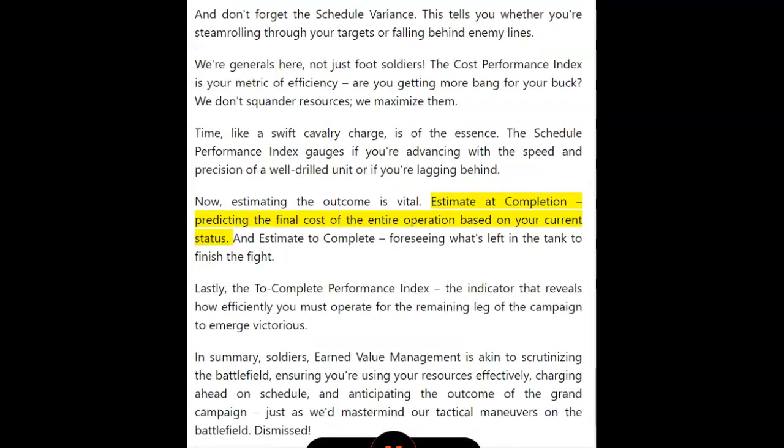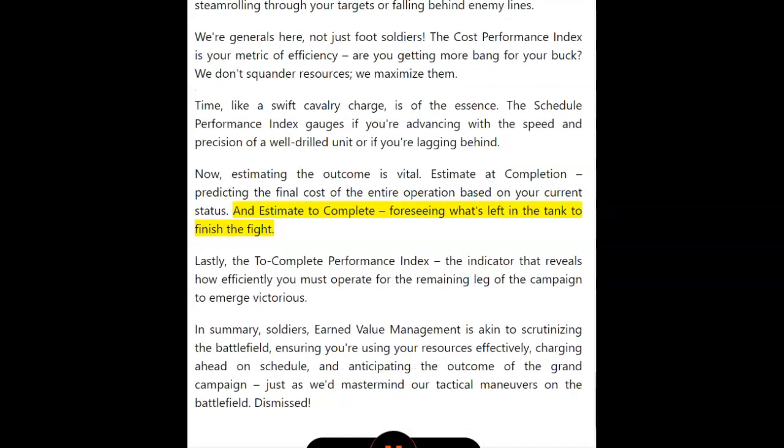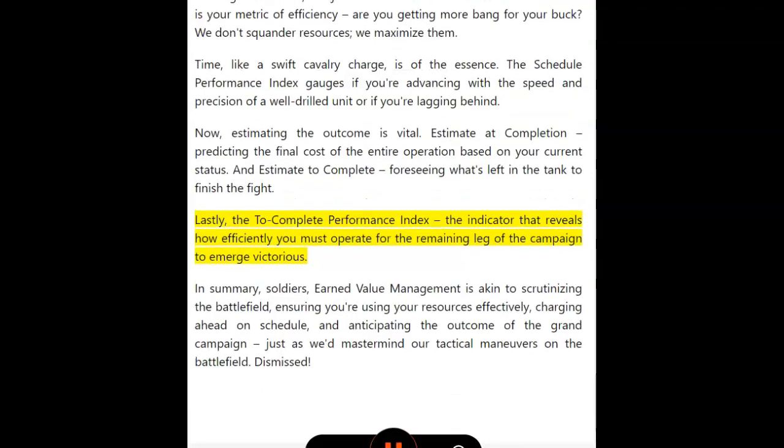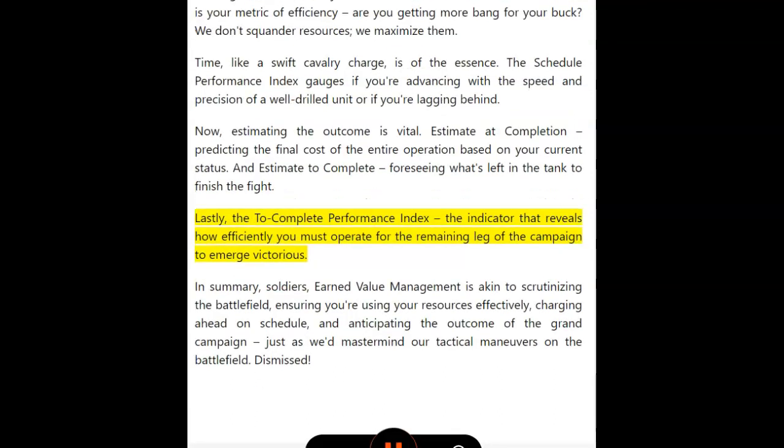Now, estimating the outcome is vital. Estimate at completion, predicting the final cost of the entire operation based on your current status. And estimate to complete, foreseeing what's left in the tank to finish the fight. Lastly, the To Complete Performance Index, the indicator that reveals how efficiently you must operate for the remaining leg of the campaign to emerge victorious.